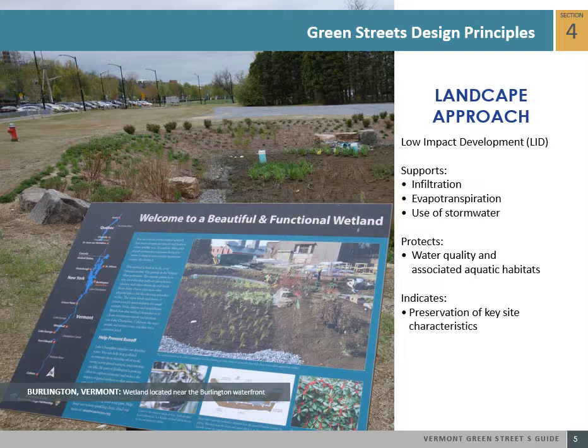Low-impact development is a design approach that recognizes the value of natural landscape features that support the infiltration, evapotranspiration, and use of stormwater to protect water quality and associated aquatic habitats. LID principles indicate that key site characteristics should be preserved for optimal environmental outcomes. Before beginning to design a green street, take an LID approach and evaluate your site for successful ecological or community features that can be preserved or enhanced. This may entail expanding a wetland through a continuous system or identifying mature trees for preservation.